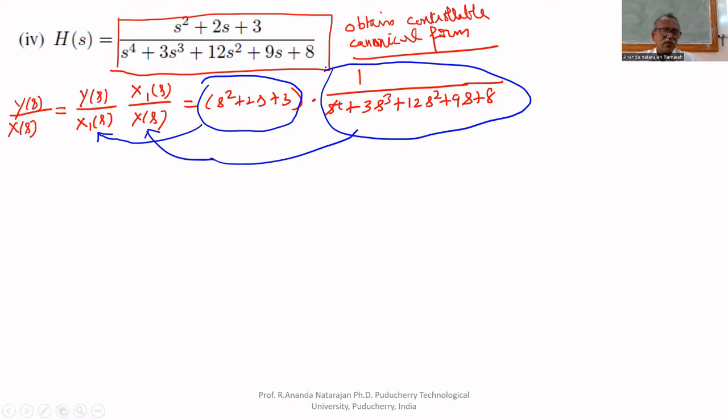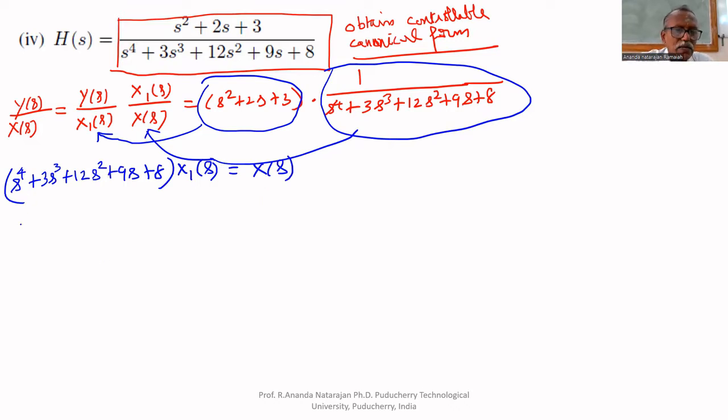Now we have to take the second one. If you cross multiply, what you will get? s power 4 plus 3s cube plus 12s square plus 9s plus 8 multiplied by X1 of s equal to X of s.